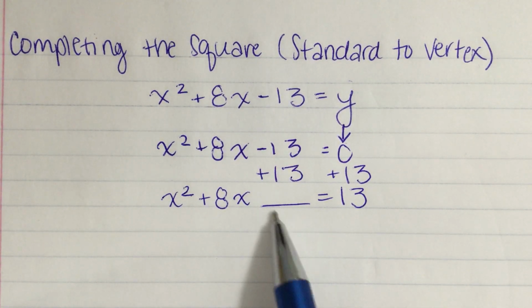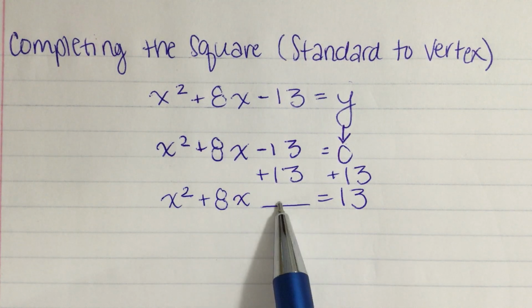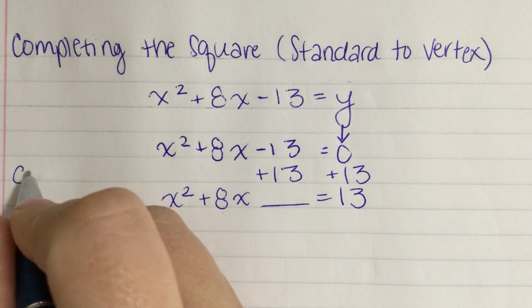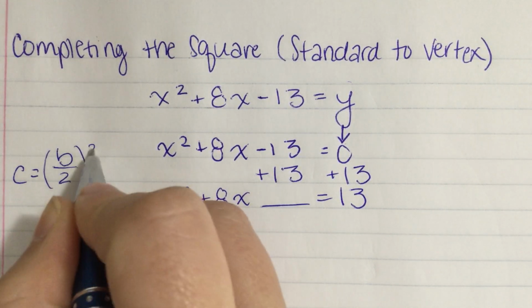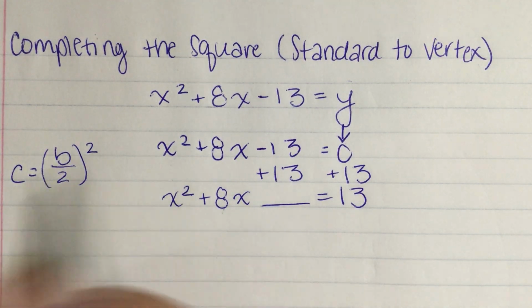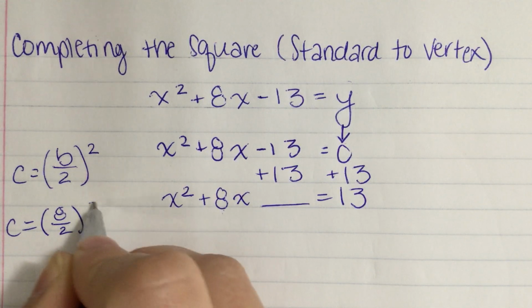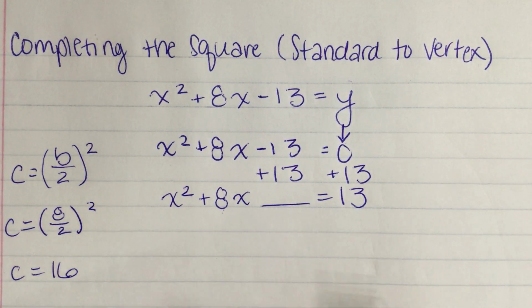Now, I am on purpose leaving this empty space because part of completing the square is actually finding the perfect c value given this b value. If you remember, the way to find your c value is to do c equals b over 2 squared. My b value in this case is 8, so c equals 8 over 2 squared. 8 over 2 is 4, so 4 squared is 16.